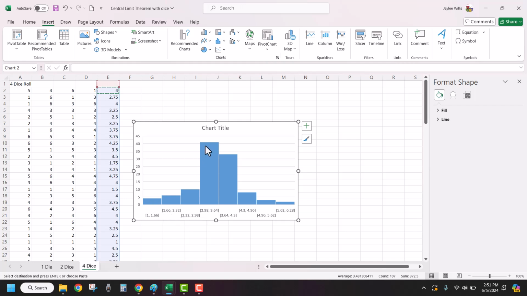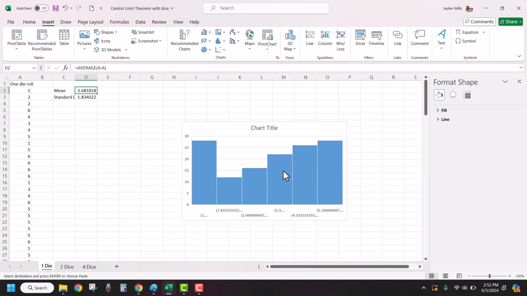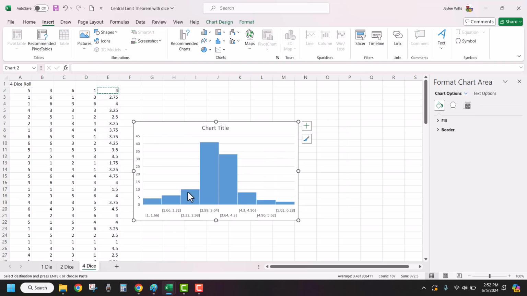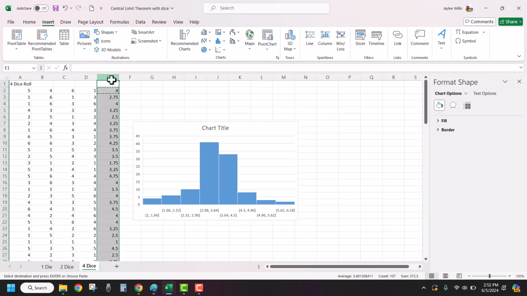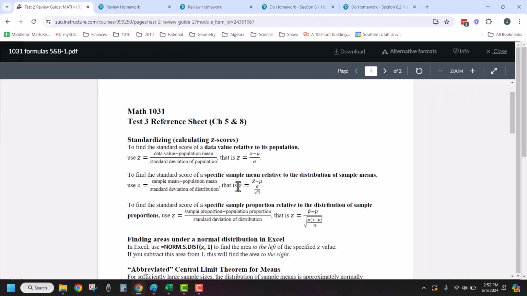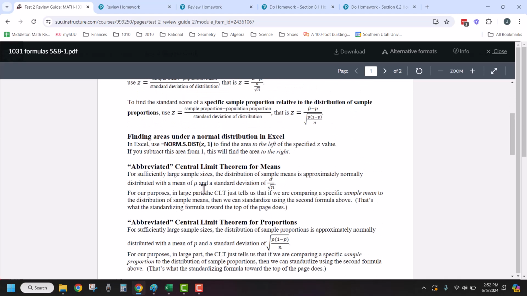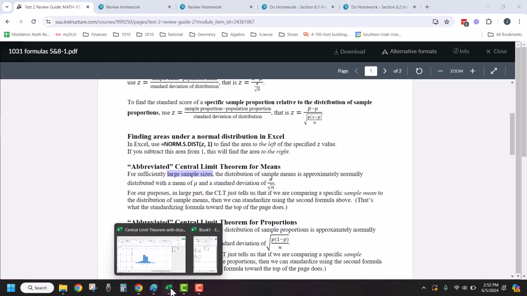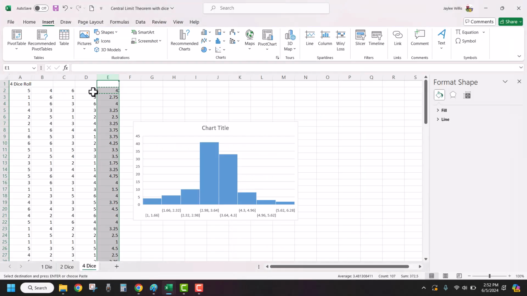You can see that this histogram is normally distributed. So even though just rolling a dice once creates a non-normally distributed histogram, if you roll a dice multiple times and you find their means or the averages of them, the histogram of the means will be normally distributed. And that's what the central limit theorem is basically saying: as long as you have a large enough sample size, and technically a sample size of 4 is not very big.